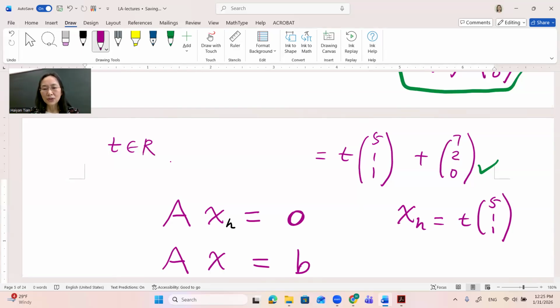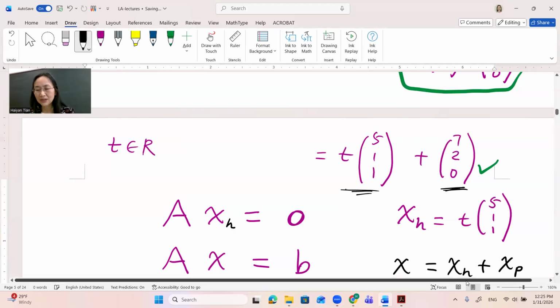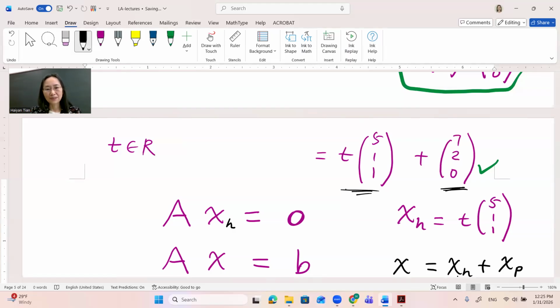And also, right now, we also solved the non-homogeneous system. Its solution is also this part. You see, it is the corresponding homogeneous solution plus a solution of non-homogeneous, right? I call it the particular solution, this particular solution of the non-homogeneous.